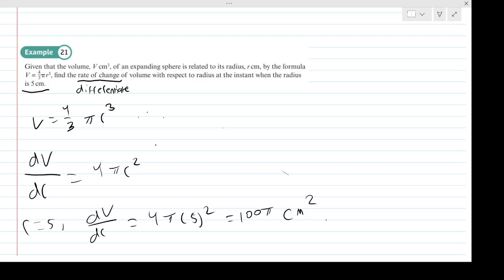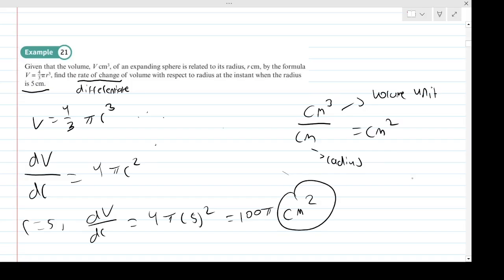And if it helps to visualize what the units would be, think about it. dV/dr, well, V is centimeters cubed. That's my volume unit. And then I'm practically dividing by the radius, so the radius part is centimeters. Because I'm dealing with volume over radius, centimeters cubed over centimeters goes to centimeters squared. Hence my unit here. All I'm doing is dividing the volume unit by the radius unit to get centimeters squared for my rate.